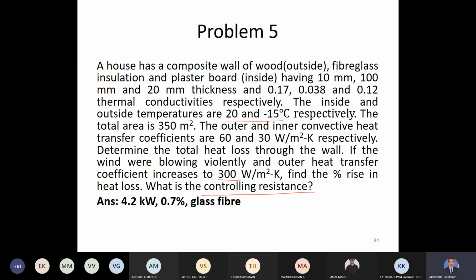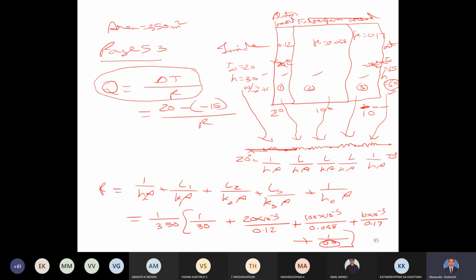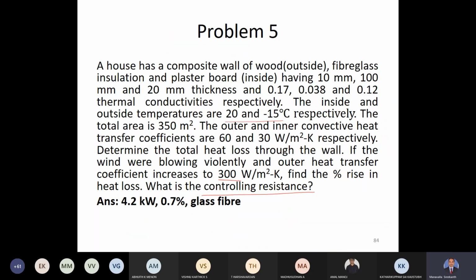Controlling resistance means, just think about a situation where a job has to be done by 5 different people, one after the other. Each one will have a different pace, so the time taken to complete that work is actually controlled by the slowest person, isn't it? Likewise, here also, we are asked to find the controlling resistance, the resistance which has dominance over the other resistances.